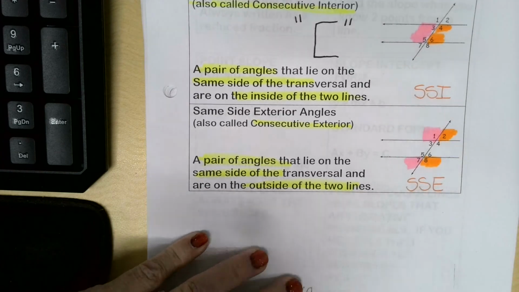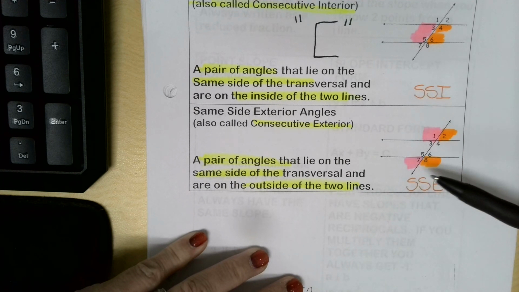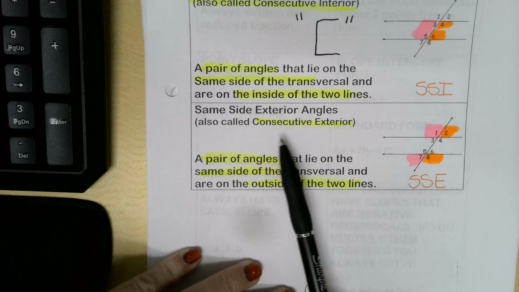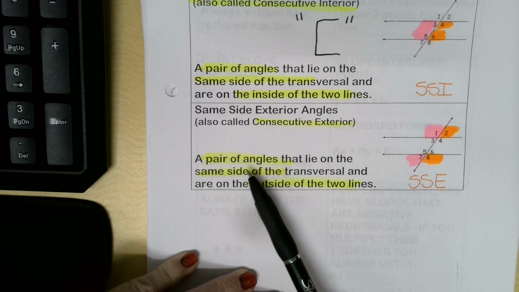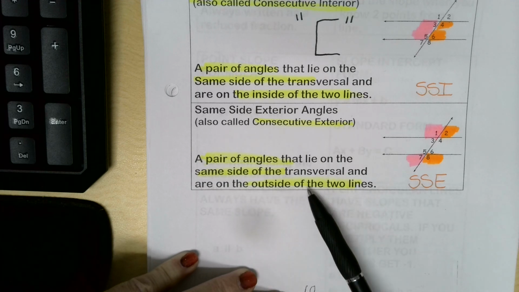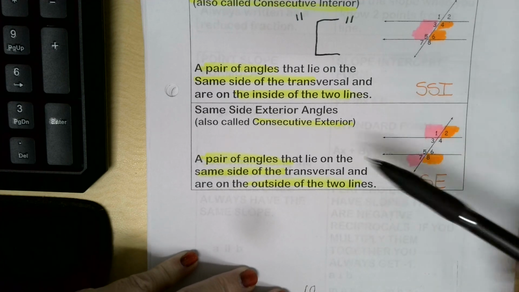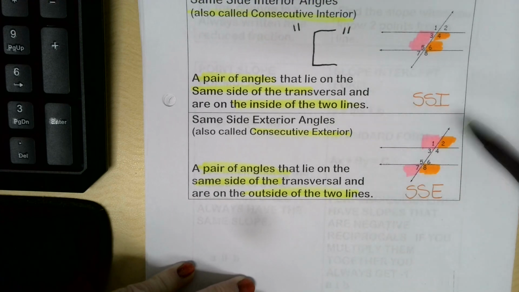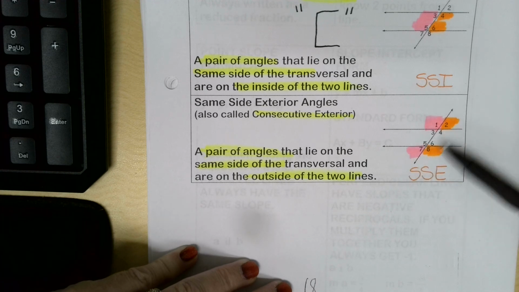Keep that in mind. Then we have same side exterior angles. We will represent these as SSI, same side interior, same side exterior. Also called consecutive exterior. This is a pair of angles that lie on the same side of the transversal but are on the outside of the two lines. These definitions should be easy to pick out in a word bank, because the definition tells you exactly what you're looking at. So look at the colors. Pink and pink here. They're on the same side of the transversal, but they're on the outside of the two lines. And the orange and the orange.